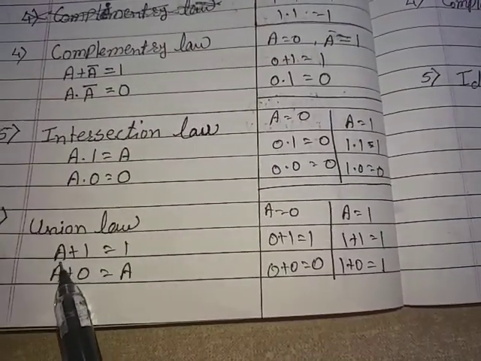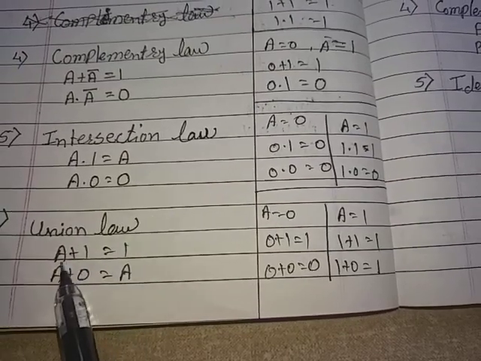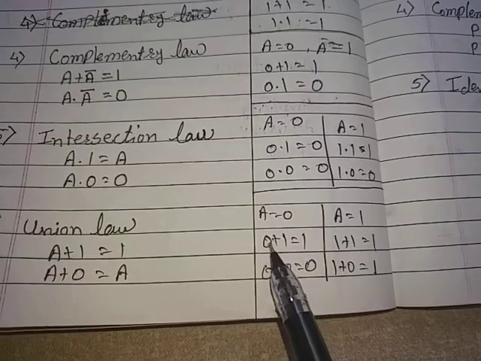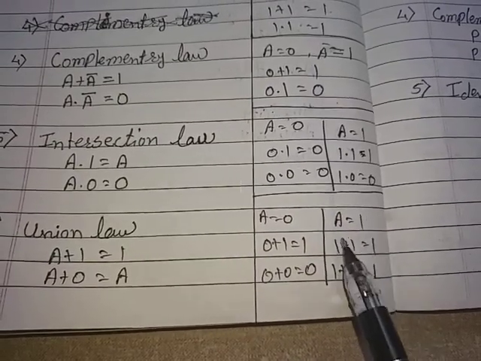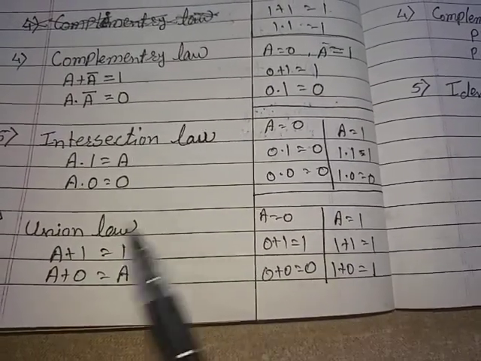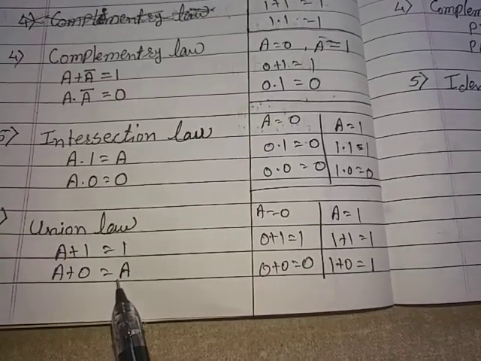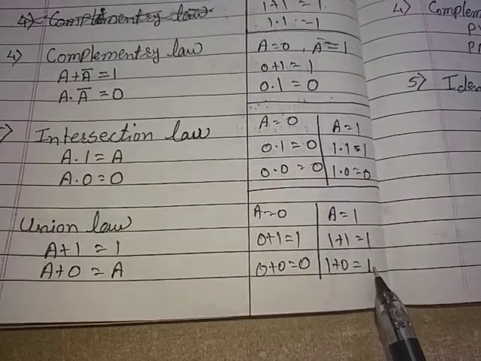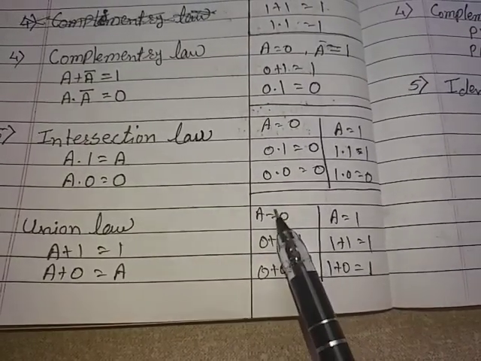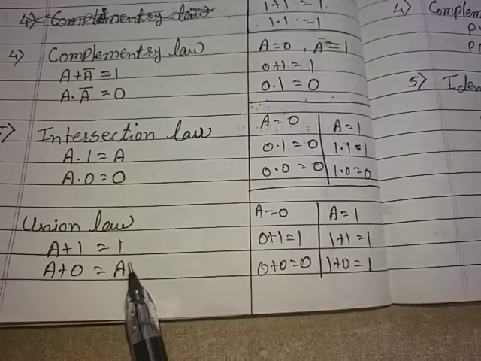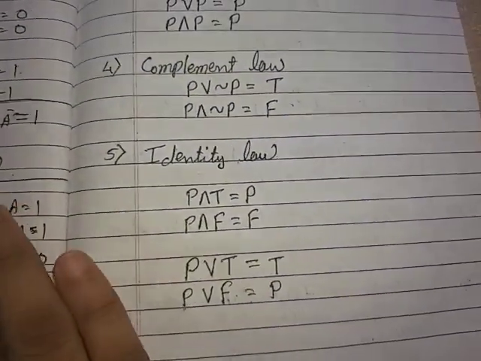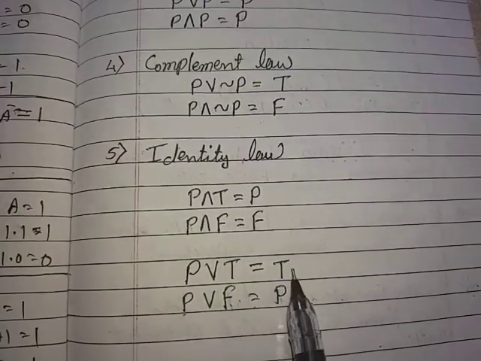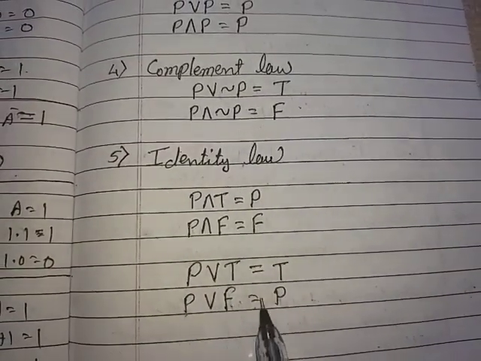Union law. A plus 1 or 1 plus A is equal to 1. Suppose A is equal to 0, so 0 plus 1 is equal to 1. Suppose A is equal to 1, 1 plus 1 is equal to 1. A plus 0 is equal to A, 0 plus 0 is equal to 0 and 1 plus 0 is equal to 1, as 1 is equal to A here and 0 is equal to A here. So A plus 0 is equal to A. This law came under the identity law. P disjunction T is equal to T and P disjunction F is equal to P.